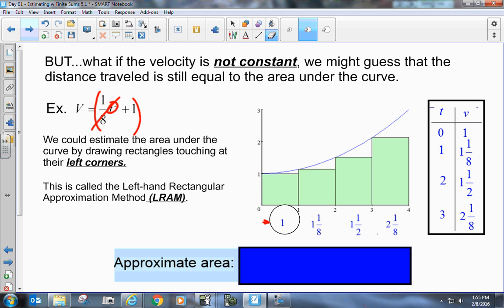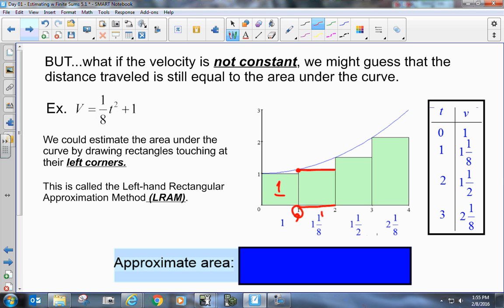So, you know that this area is 1 times 1, which is 1. All right? Now this distance is also 1, but what's the height here? Well, I got to throw a 1 in now, because the height only goes to here, doesn't it? Where x is 1. So if I throw 1 in for my t squared, I get 1/8 plus 1, which is 1 1/8. There you go, right there.